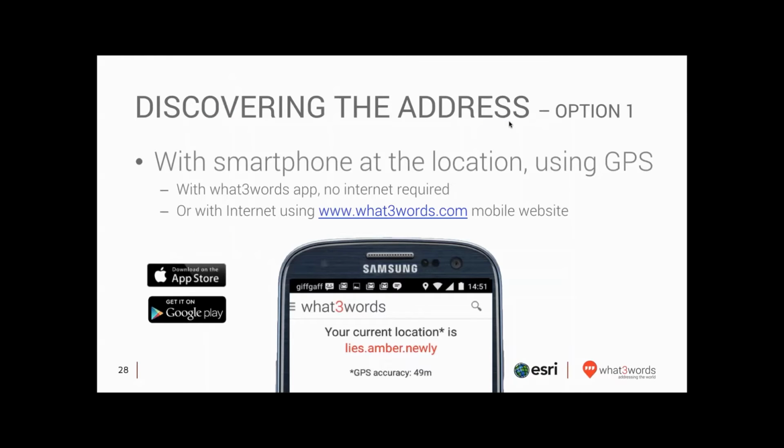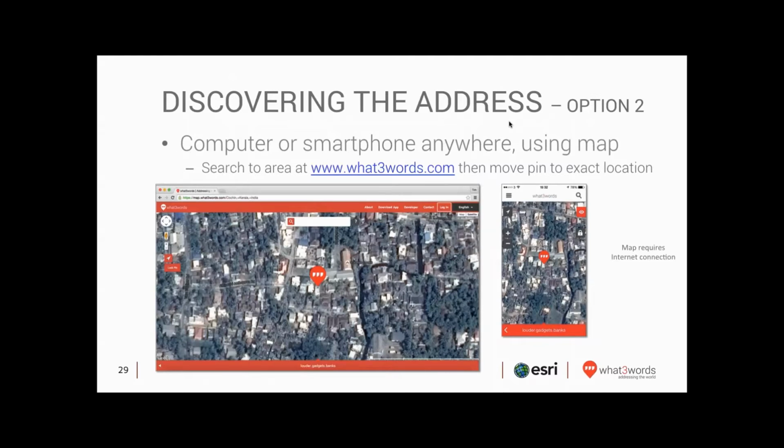How do you actually discover a 3 words address for your location or a location you're interested in? There's 4 different options. One is, if you're actually at that location, you simply use your smartphone, use the GPS in the smartphone. Working with our app, we will then look at the GPS position and tell you the 3 words based on that. Alternatively, if you want to find a 3 words address of a location and you're not there, you can simply type in whatever address reference you have for that. It could be a postal address, it could be the name of the town. Then you can move the map till the pin is over the location you want to discover the 3 words address for, and simply read it off in our website or in our app.